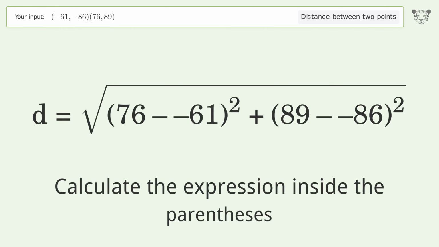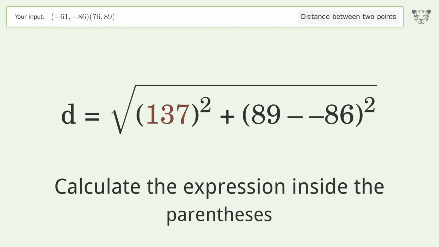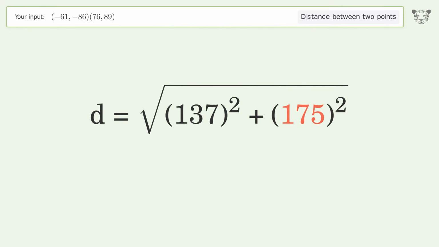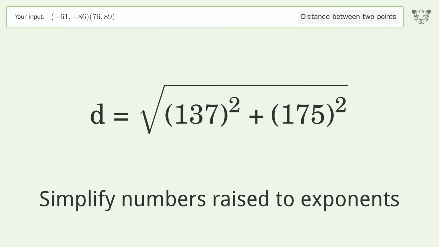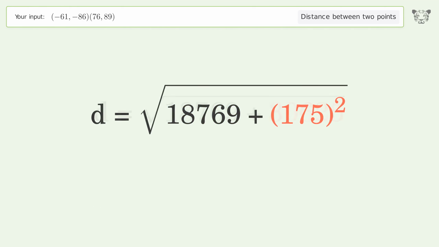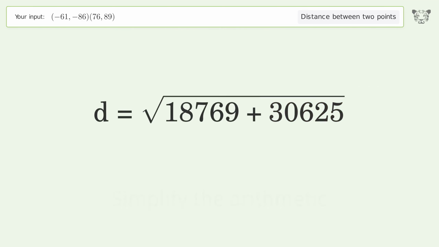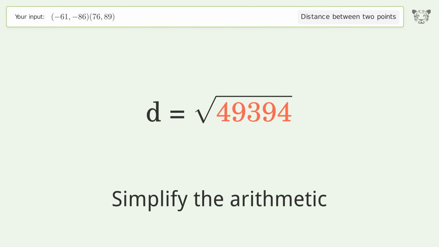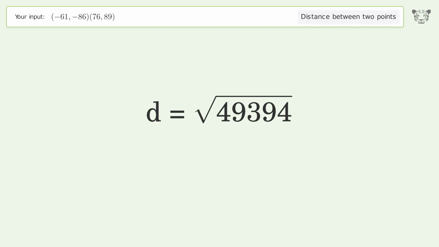Calculate the expression inside the parentheses. Simplify numbers raised to exponents. Simplify the arithmetic. And so the distance between the 2 points is the square root of 49,394, or 222.248.